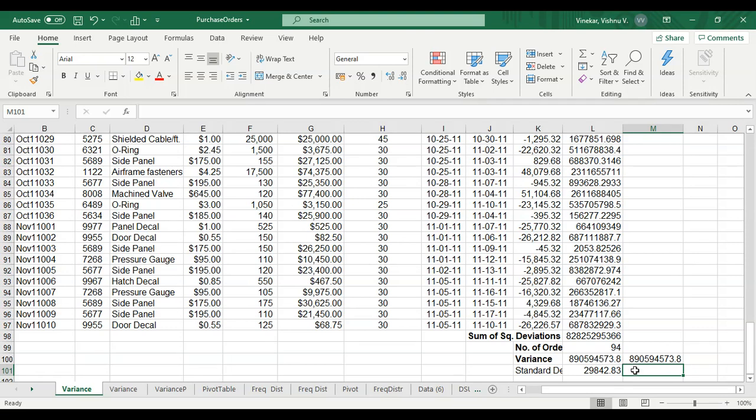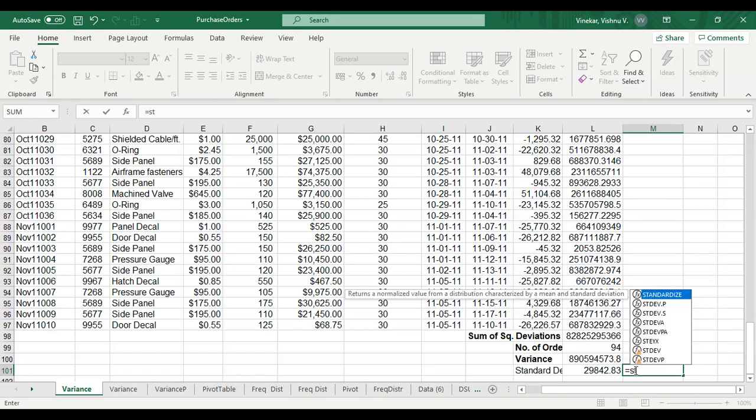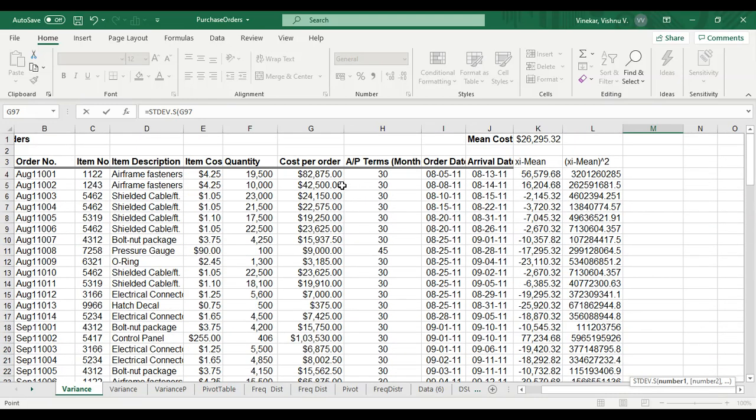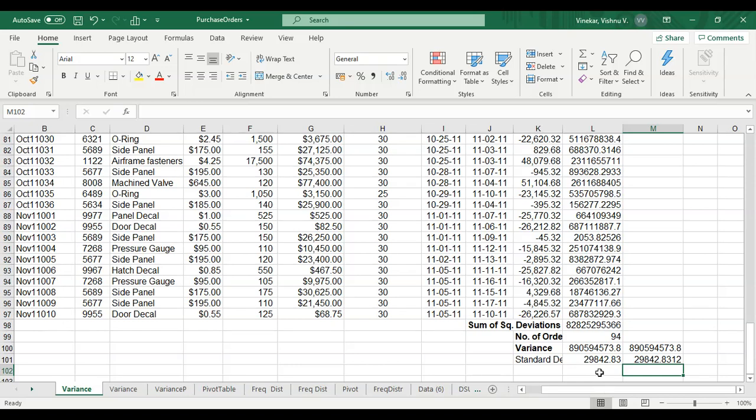Okay, similarly, for standard deviation, we use STDEV, and you'll see .p and .s. So again, .p is for the population. If we had all the thousands of orders this company has placed, we'd use .p, but since we're only doing this with 97 orders, we'd use the standard deviation .s. So again, we select just these cost per orders from the first order to the last order, and we get a number very close here.